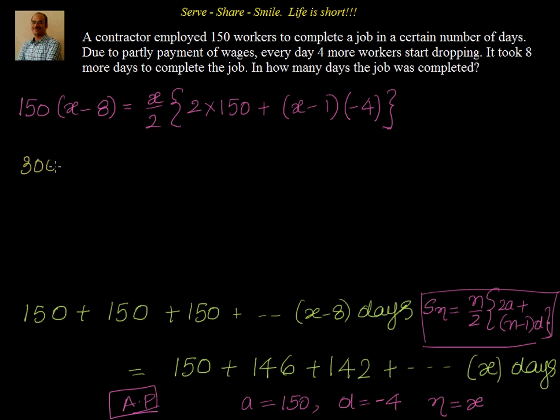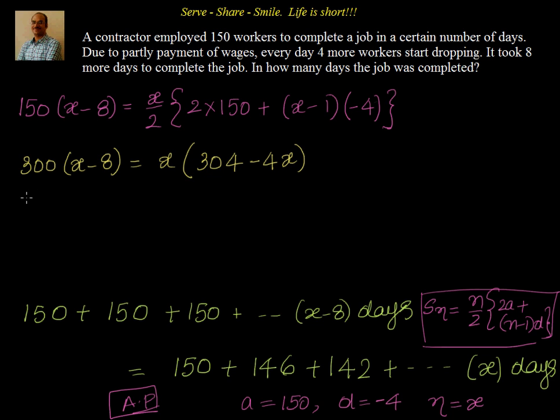I will write it as 300 into (x − 8) equal to x into, let me simplify this. 2 into 150 is 300. 300 minus of minus 4 is plus 4, so can I say 304? x into −4 is −4x. So 300 into (x − 8) equals x into (304 − 4x).